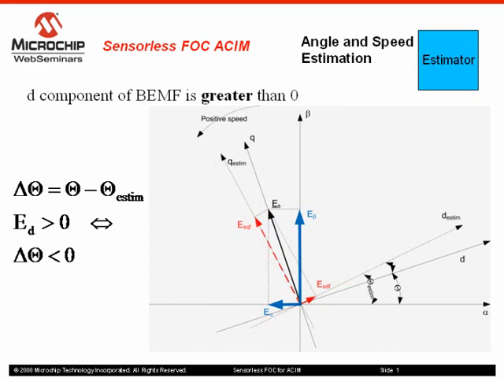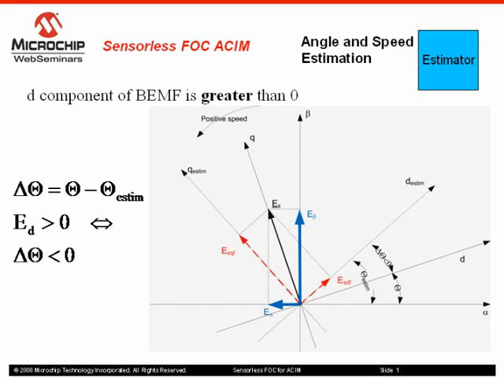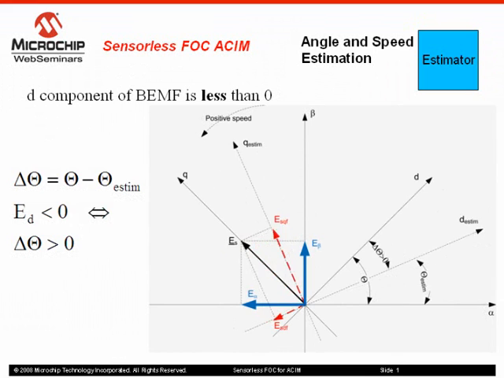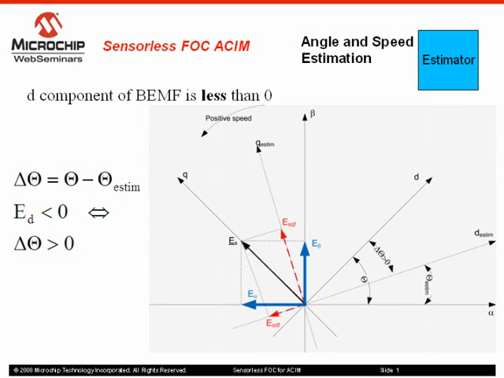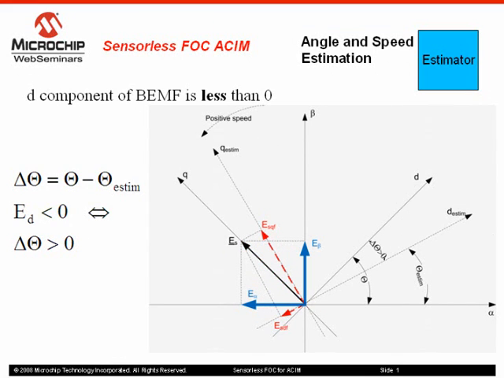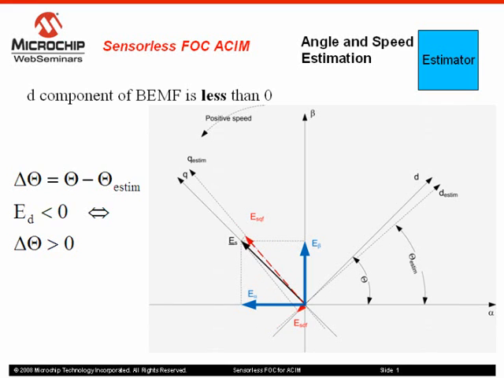This slide shows how the error is corrected when the D component of the back EMF is greater than 0. When the D component of the back EMF is less than 0, the angle error between the actual rotor angle and the estimated one is greater than 0. The estimator has to decrease the error in order to get the D component of the back EMF back to 0.